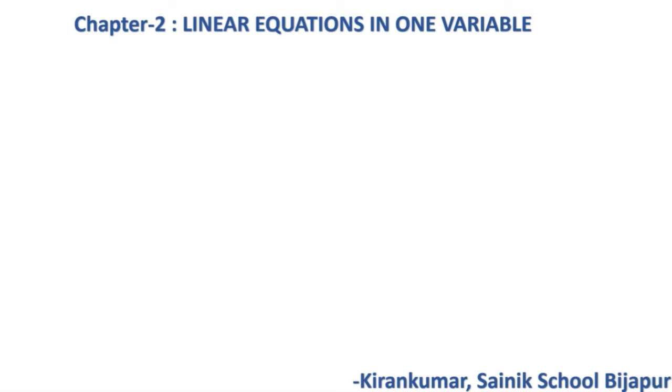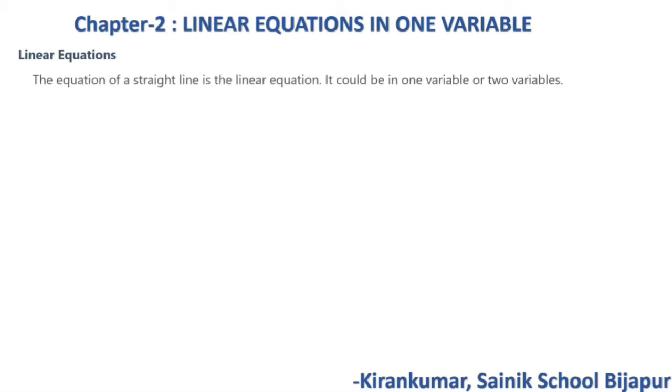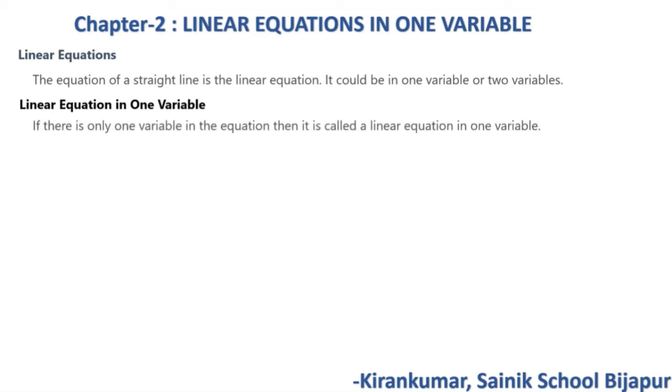What is a linear equation? The equation of a straight line is the linear equation. It could be in one variable or two variables. A linear equation in one variable is the one if there is one and only one variable in the expression, then it is called a linear equation in one variable.